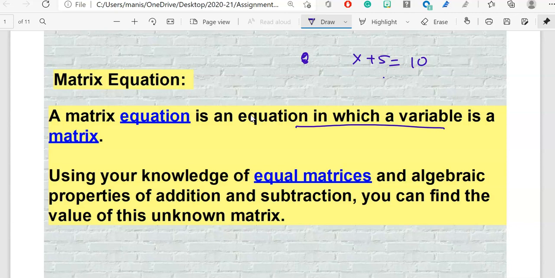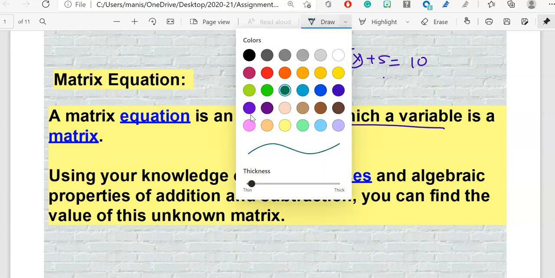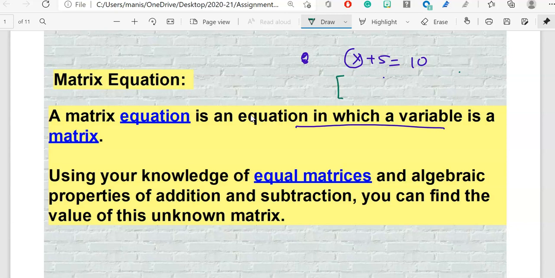Now this statement says a matrix equation is an equation in which a variable is a matrix. So what is a variable? The variable is x. So if I'm trying to write a matrix equation, instead of x, I can write a matrix, let's make it easy, with 1 over here. This is an equation in which the variable, in this case, is this whole matrix, plus 5 is equal to another matrix, 2, 7, 8, 9, just a random example. So this is an example of a matrix equation.